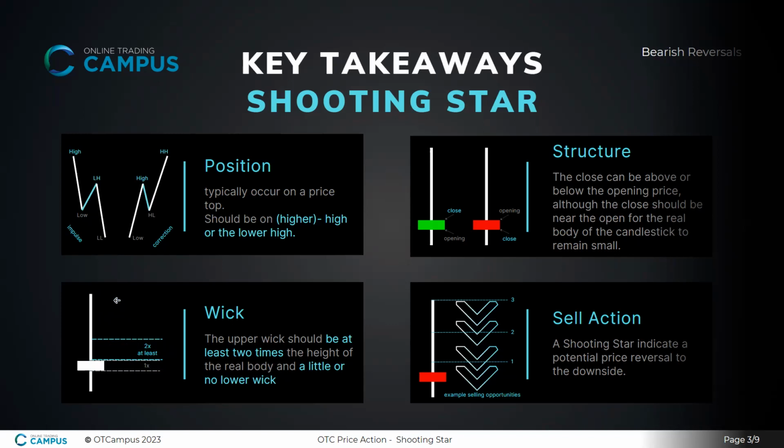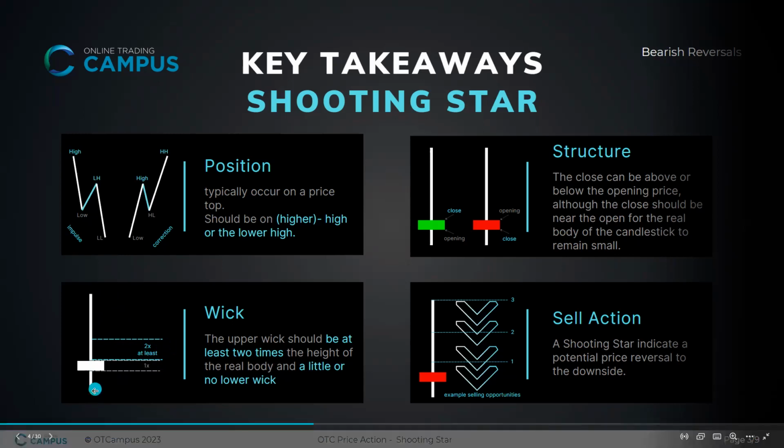It's not better if it's 10 times bigger than the body. 2 is the minimum, and that's absolutely fine. It's powerful, and here we have a lower wick, right? We have a little bit here, but this lower wick here is not necessary.